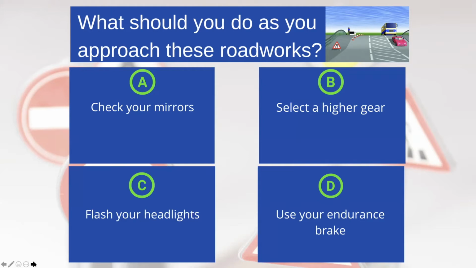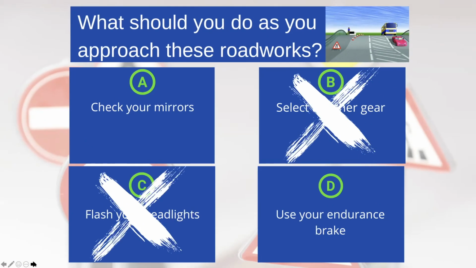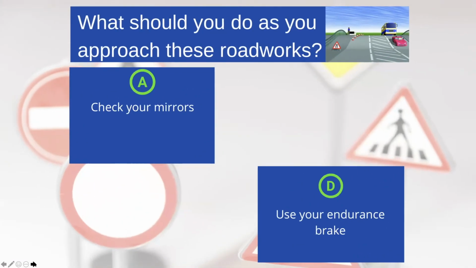brake? Now, from those 4 possible answers, get rid of 2 rubbish answers. So I've got rid of B, select a higher gear. You're not going to move into a higher gear as you're going up a hill towards roadworks. And C, get rid of flash your headlights. There is no reason to flash your headlights. So you're not going to do that. So now you're only left with 2 possible answers. A, check your mirrors, and D, use your endurance brake.